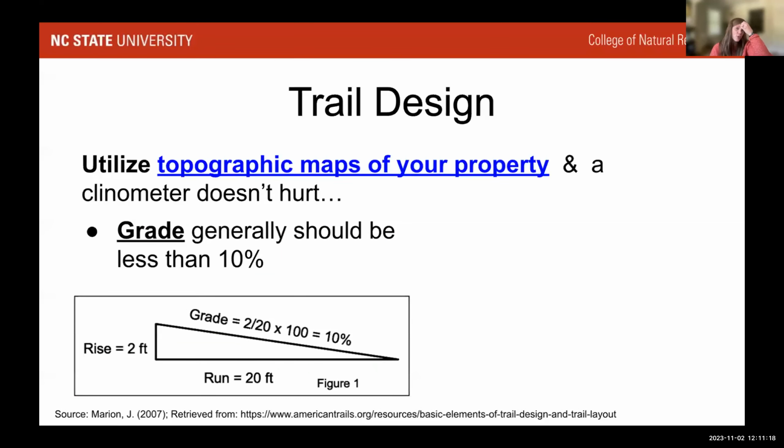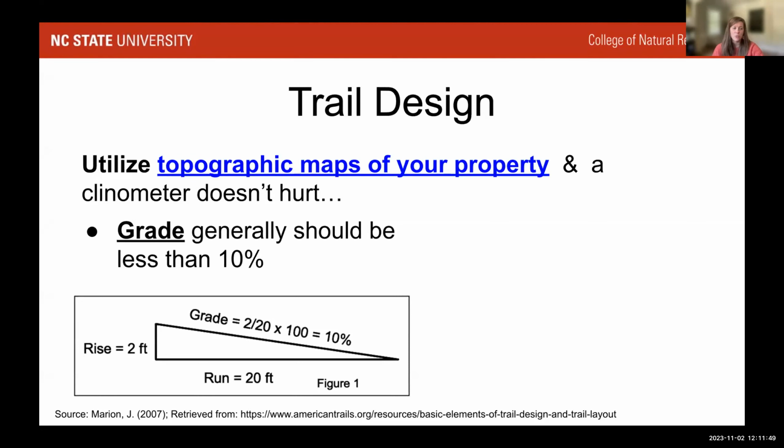So now we're going to get into more of the technicalities here. So if you don't have a topographic map of your property, there should be a link that's coming in the chat that's showing you a place where you can go and find that topographic map. That's going to come in really handy when you're doing your trail design. A clinometer, which we'll talk about in a minute, also doesn't hurt, because we're going to talk a lot about angles, because angles have to do with water. So grade generally should be less than 10%.